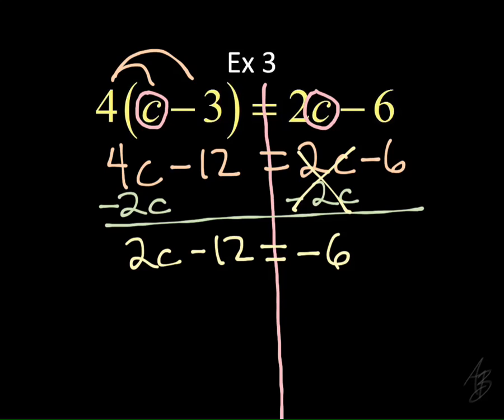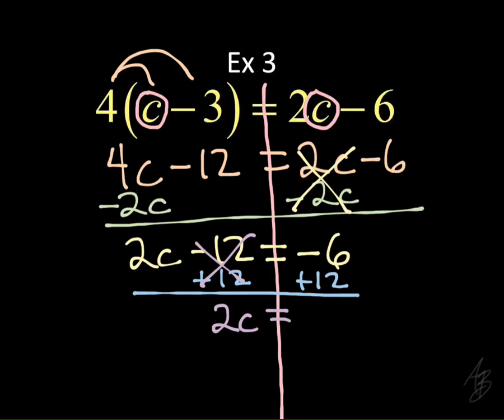The next thing we would do is get rid of the minus 12, right? Remember, we want to get the c by itself, so I have to get rid of the 2 and the minus 12. So I'll add 12 to both sides. And we have negative 6 plus 12. That's the same thing as 12 minus 6. But we'll get there. Negative 12 and positive 12 cancel. What's left over there? 2c. And 12 minus 6 is positive 6.